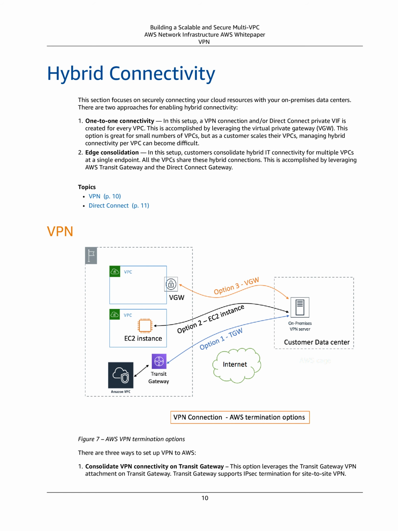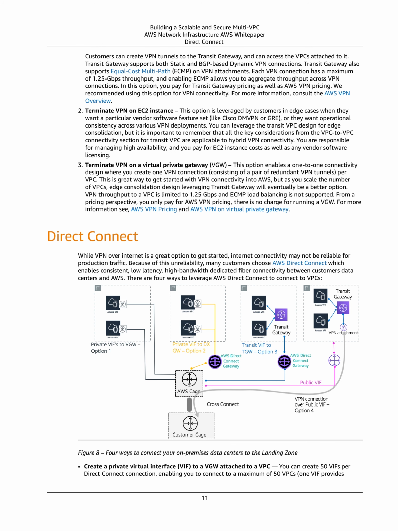VPN. There are 3 ways to set up VPN to AWS. 1. Consolidate VPN connectivity on Transit Gateway. This option leverages the Transit Gateway VPN attachment. Transit Gateway supports IPsec termination for site-to-site VPN. Customers can create VPN tunnels to the Transit Gateway, and can access the VPCs attached to it. Transit Gateway supports both static and BGP-based dynamic VPN connections. Transit Gateway also supports equal cost multipath, ECMP, on VPN attachments.